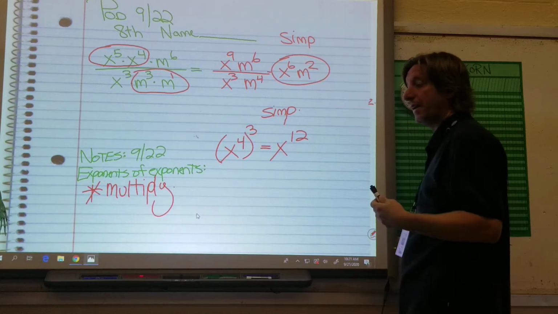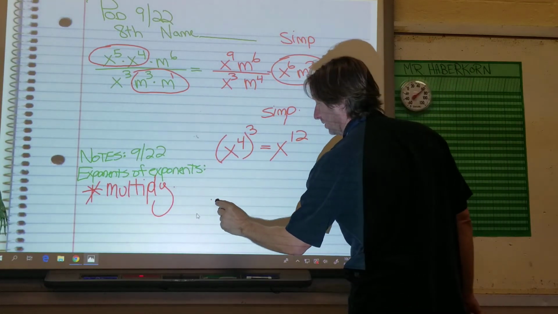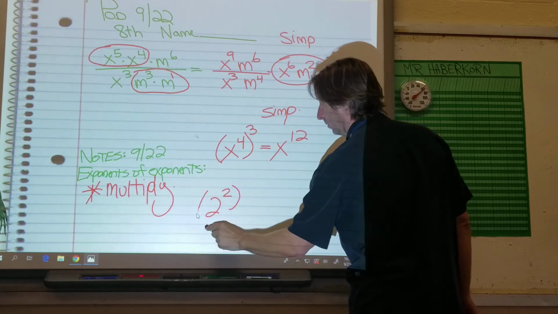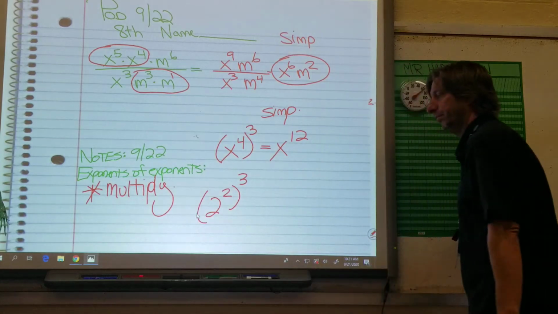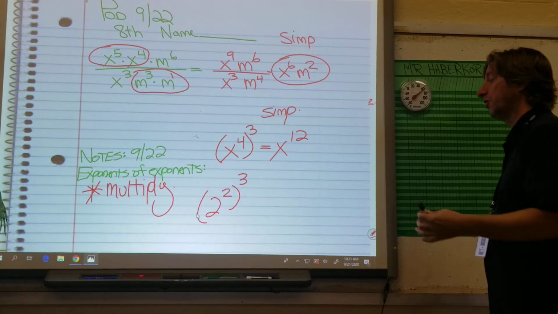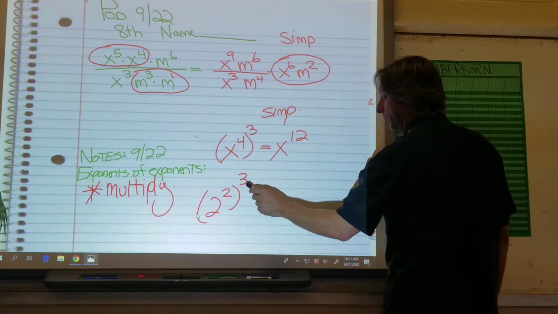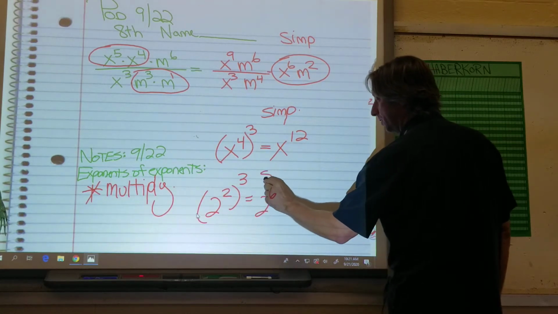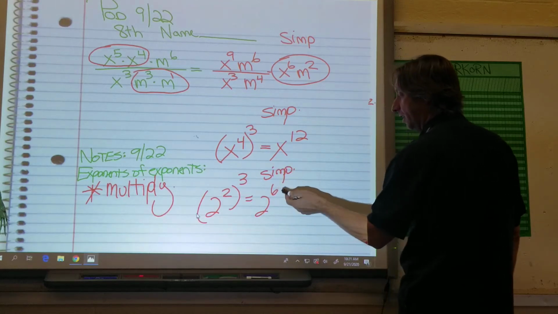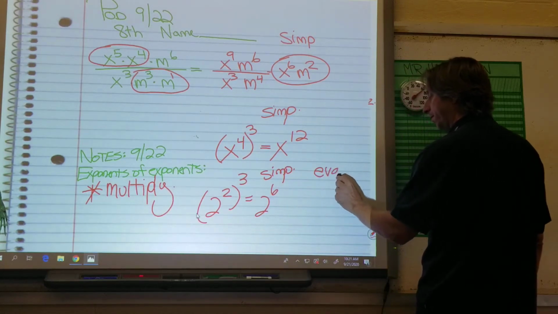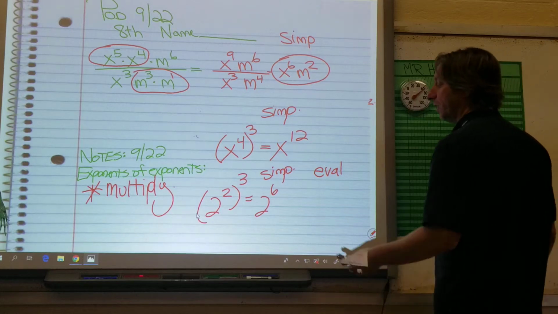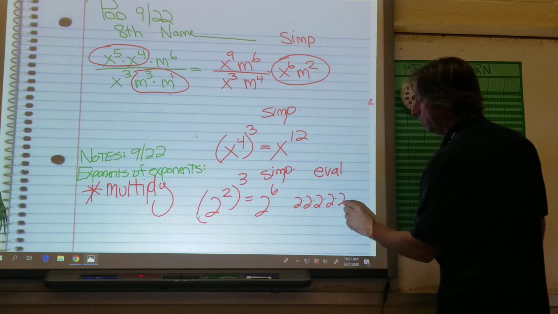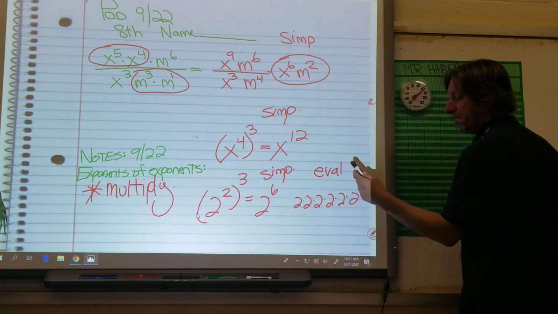There's some of them where they're going to ask you to evaluate them. So say I had 2 to the 2nd to the 3rd. So to simplify that, I would do 2 times 3, which would end up being 2 to the 6th. So this is simplifying. And if they ask you to evaluate it, I would have to do 2 times 2 times 2 times 2 times 2 times 2, right? And I just like to do it like this.